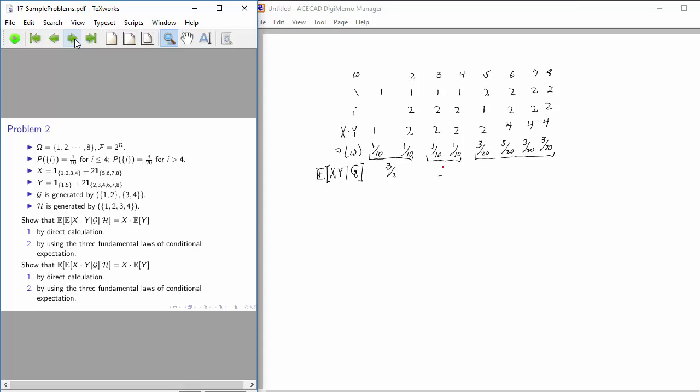Over the set 3, 4, xy has the constant value 2, so conditioning does nothing. And finally, for 5, 6, 7, and 8, we've got the average value of 3 4s and a 2, which works out to 7/2. This makes it very clear that this conditional expectation is constant on each set in the partition.